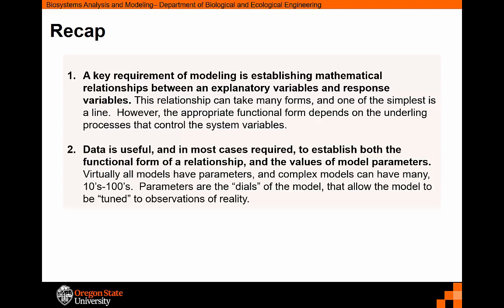Second, data is useful, and in most cases required, to establish both the functional form of a relationship and the values of model parameters. Virtually all models have parameters, and complex models can have many, tens to hundreds. Parameters are the dials of the model that allow the model to be tuned to the observations of reality. In the next module, we will begin developing some simple empirical models and explore techniques for constructing and evaluating these models.